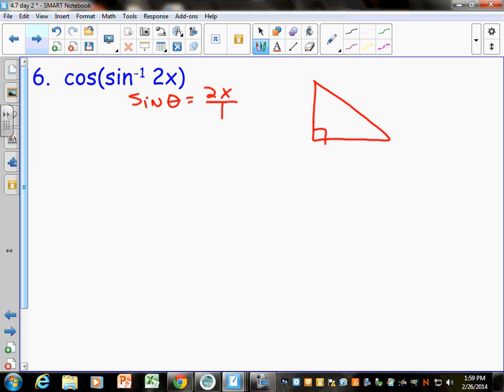It doesn't matter which angle you call theta. I tend to always stick to the bottom corner, but if you call this theta, as long as you label the opposite side correctly, we're going to get the same answer.